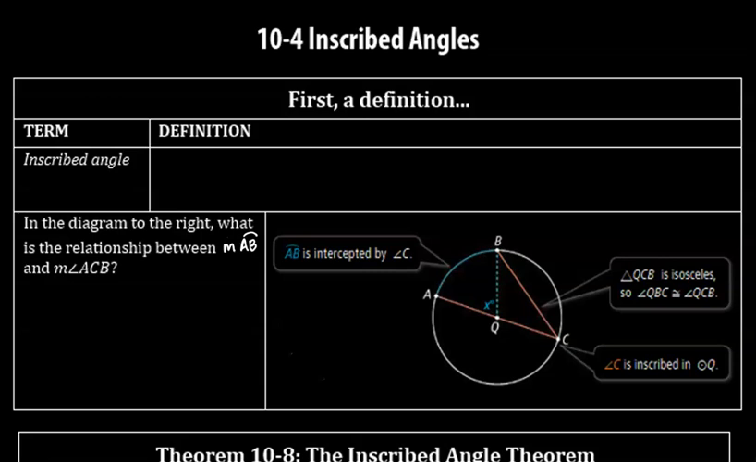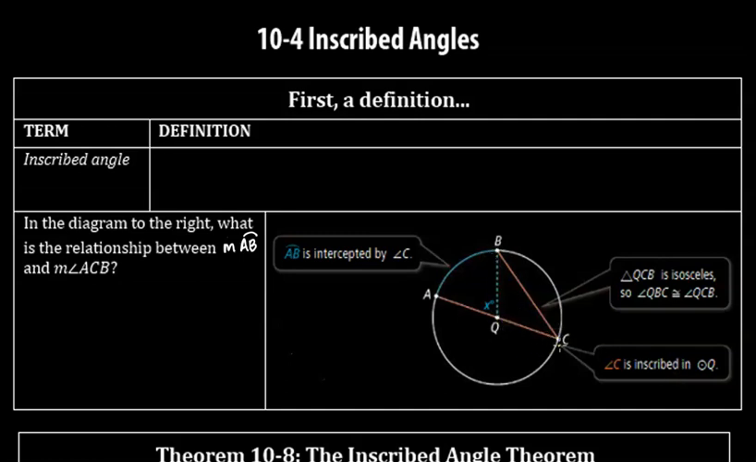We're going to take a look at a new term in this video. We're going to take a look at something called inscribed angles. So let's first come up with a quick definition for what an inscribed angle is. You can see one down here. It says angle C is inscribed in circle Q.